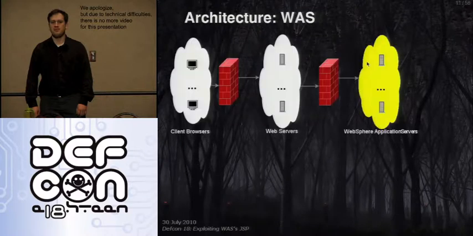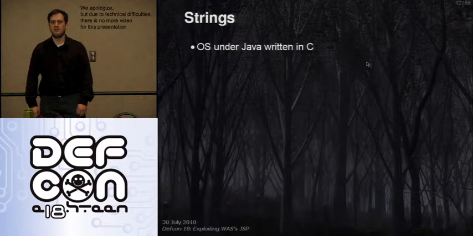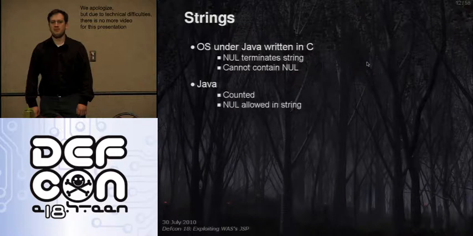Now we're going to move from the plugin onto the WAS instance, the WebSphere Application Server. And let's talk about strings. I assume that most people know about strings. Under Java, the operating system sitting underneath is written in C, which of course has null terminating strings, which means that you cannot put null characters into a string and have them used later on, because it terminates the string that's being used. Whereas Java uses a counted string that can have nulls in it.